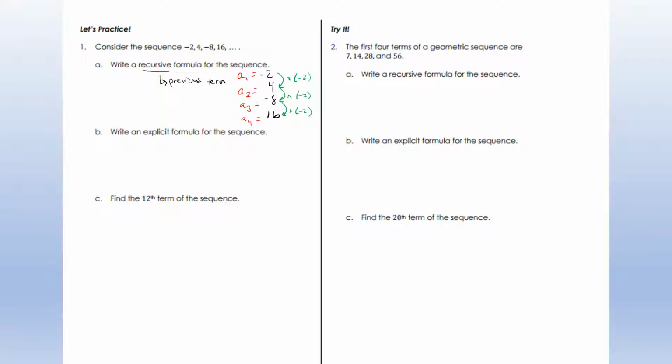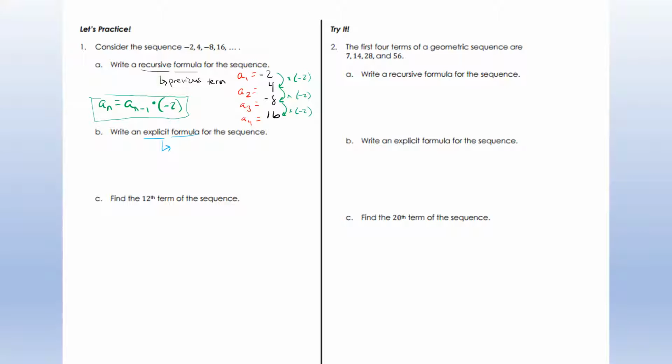So what am I using for my recursive formula? So for any number in the sequence, I need to take the one before it, or n-1, and multiply by that common factor, -2. And so that's my recursive formula for this pattern. I take the number and multiply by -2 to get the next number. Okay. What about an explicit formula?